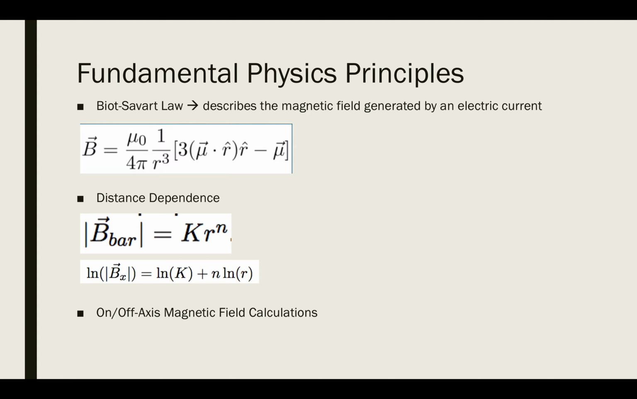Before we get into this experiment, let's first review the fundamental physics principles that relate to this lab. Like I said in the beginning, we'll be utilizing the Biot-Savart law, which describes a magnetic field generated by an electric current. We'll also be using these formulas to calculate the distance dependence, which is denoted by n. And in addition, we will need to know and understand the changes being on or off axis makes to the calculation of the magnetic field at an observation location.